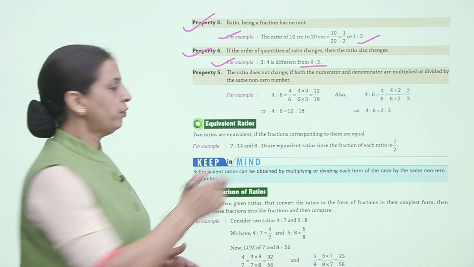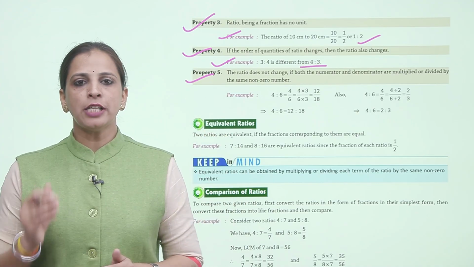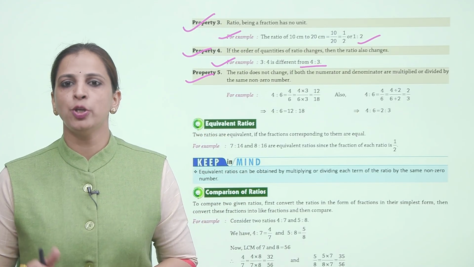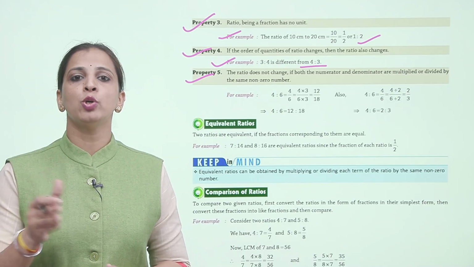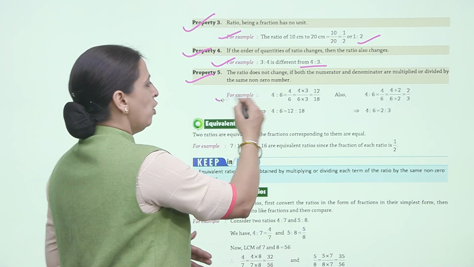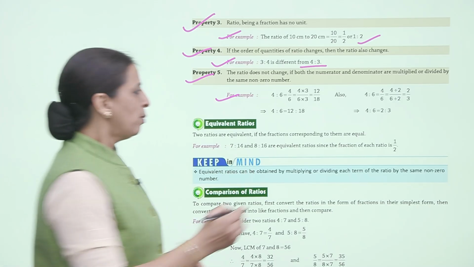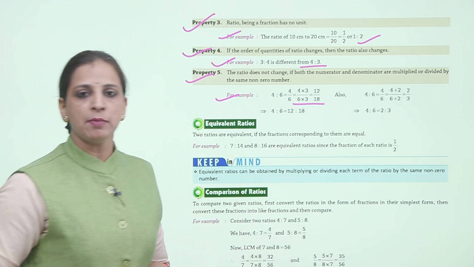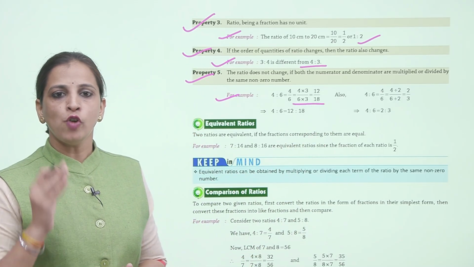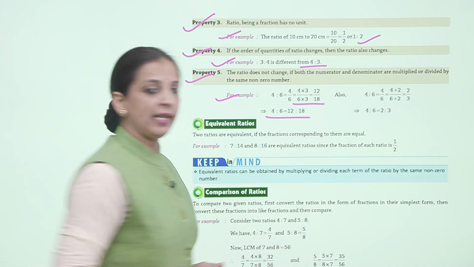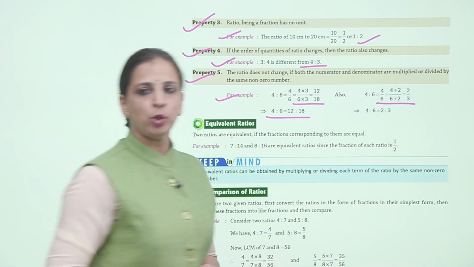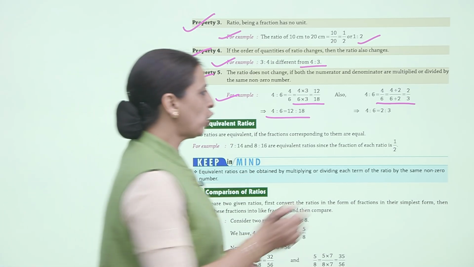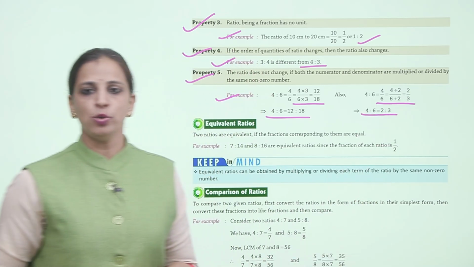Now property 5. The ratio does not change if both the numerator and denominator are multiplied or divided by the same non-zero number. For example, 4 is to 6, 4 by 6, both are multiplied by 3, that becomes 12 by 18. So, 4 is to 6 is equal to 12 by 18. Or 4 is to 6, both are divided by 2, that is 2 by 3. So, 4 is to 6 is also equal to 2 is to 3.